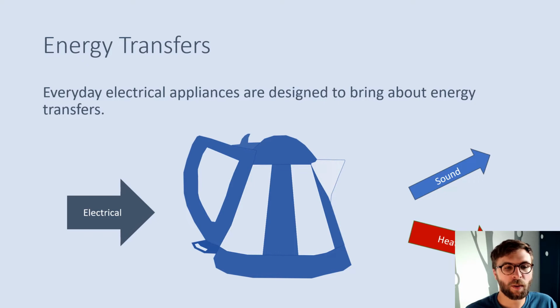Now, electrical appliances like this kettle here are designed to bring about an energy transfer. What I mean by that is this kettle, the energy that comes in is in the form of electrical energy, but we want the kettle to transfer that energy into heat or thermal energy to warm the water up. So we describe that as a useful energy. There's also waste energies, for example, sound, when the water's boiling, that energy isn't something that's useful, and we call that waste energy.